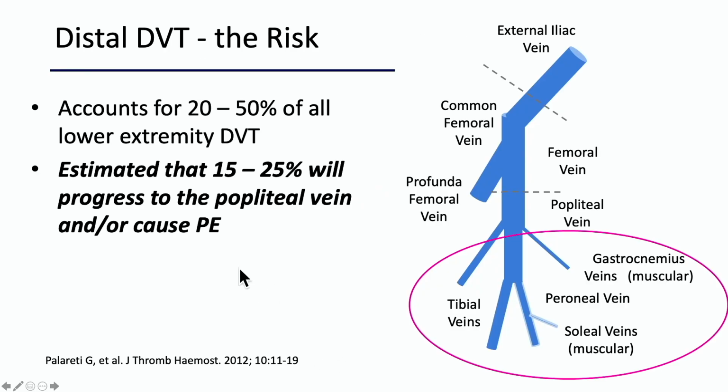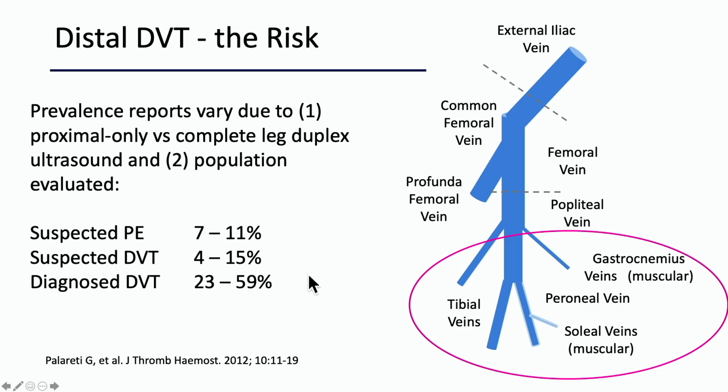So this distal DVT, you've heard about this morning already. It accounts for up to 50% of all lower extremity DVTs, and up to a quarter will progress to the popliteal vein or cause a PE. And really, we're talking about these muscular veins and then the axial veins shown here.